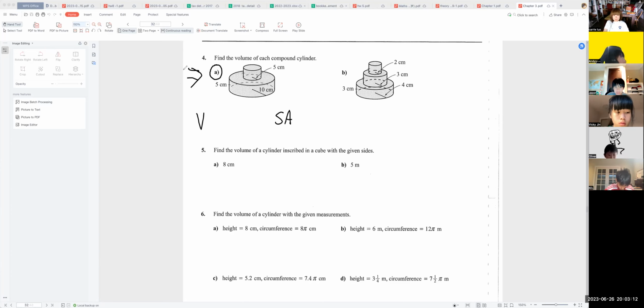Okay, everybody, when we do the volume, actually it's easier than the surface area. Correct, Jason? Correct, Andy? When we do the volume, it's basically this one plus this one, add the two together, right? So it's 25 pi times 5 plus 100 pi times 5, correct? So that equals 625 pi centimeters cube.